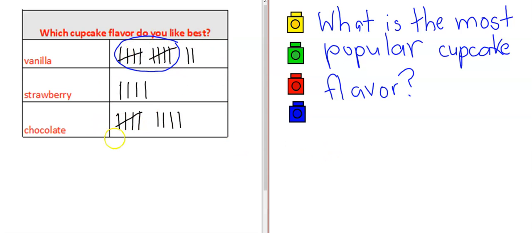Well, so I'm going to look back here at my data, and how am I going to be able to tell this? Well, which one has the most? Well, that's what's so great about tally marks, is I can look here, and which one is it? That's right, it is vanilla is the one that is the most popular. I have to tell you, that one's my favorite too. So what other questions can we ask?